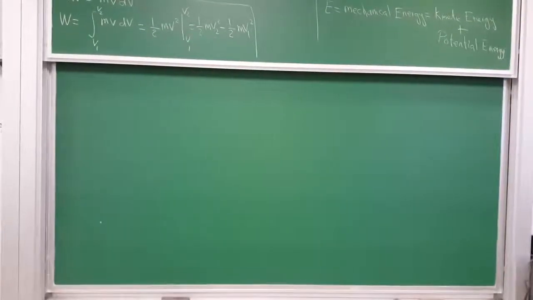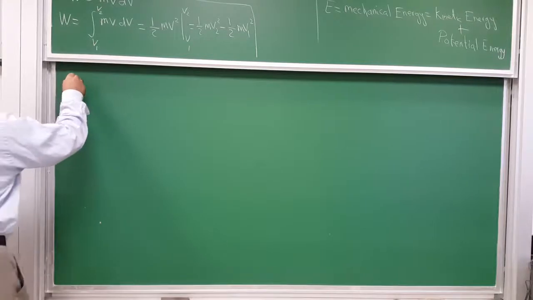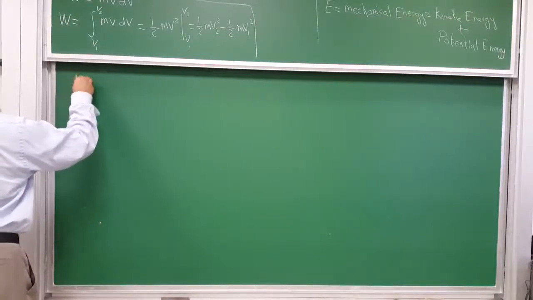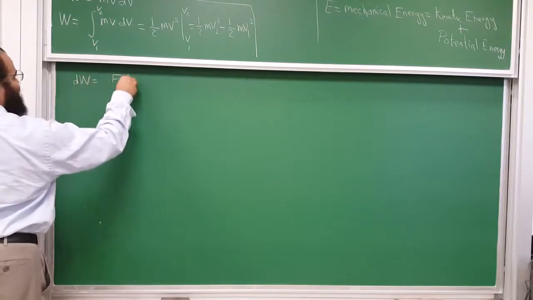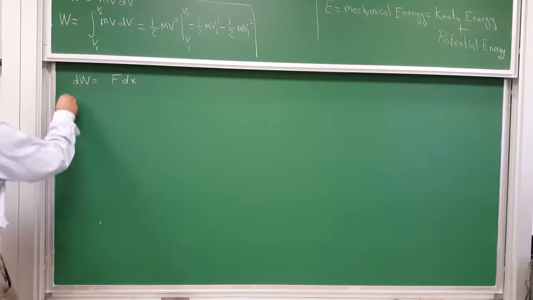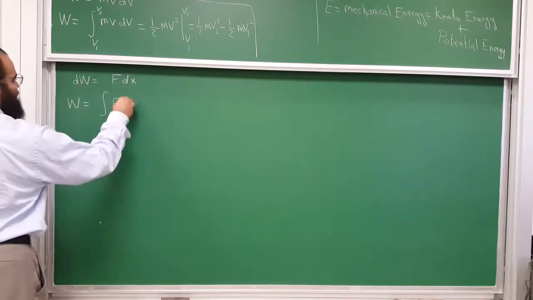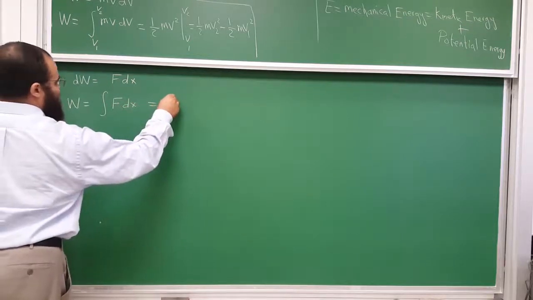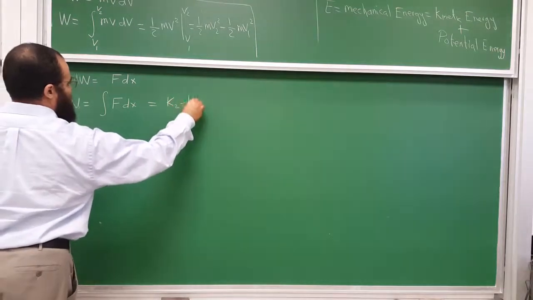All right, welcome back. So here's what we said earlier. By definition, let dW in one dimension be F times dx, and then we said W will equal the integral of F dx. And this W is equal to the change in kinetic energy, so the kinetic energy at the end minus the kinetic energy at the beginning.